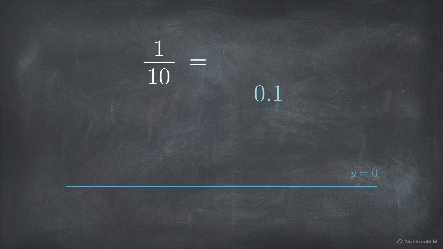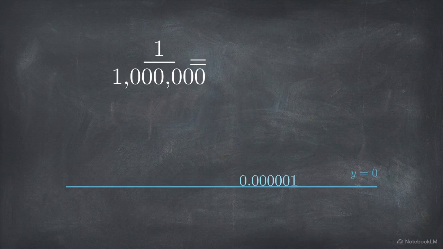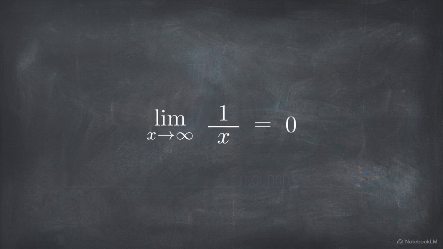Imagine sharing a pizza with 10 friends. You get a small slice. Now share it with 100. Now 1,000,000. As the group grows, your individual share approaches zero. In calculus, we write this behavior using limits.